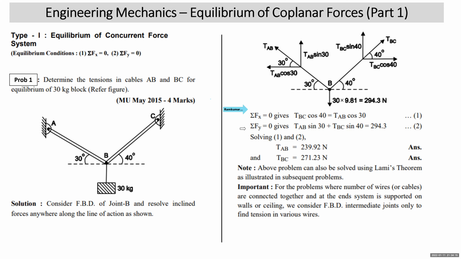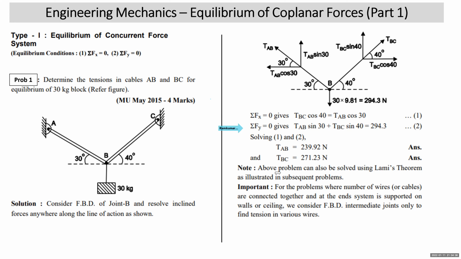Now sigma fy equal to 0 means upward forces on one side, downward forces on the other side. What are the upward forces? TAB sin 30, it is upward, plus TBC sin 40, it is upward, equal to 294.3. So we got the two simultaneous equations. Now sigma fx equal to 0, from where we get forces towards right equal to forces towards left.